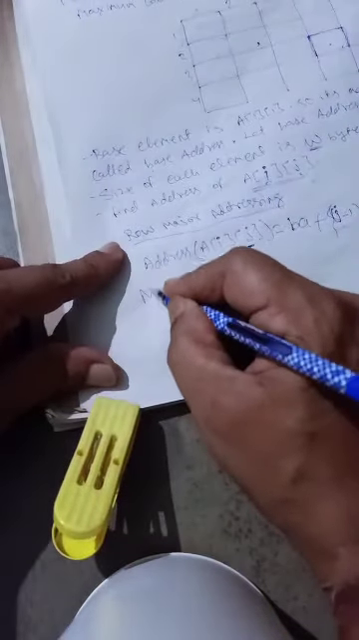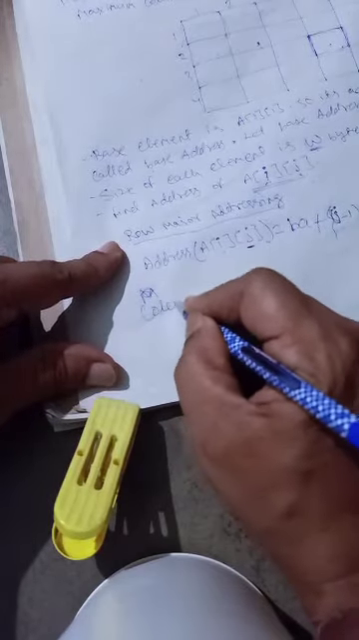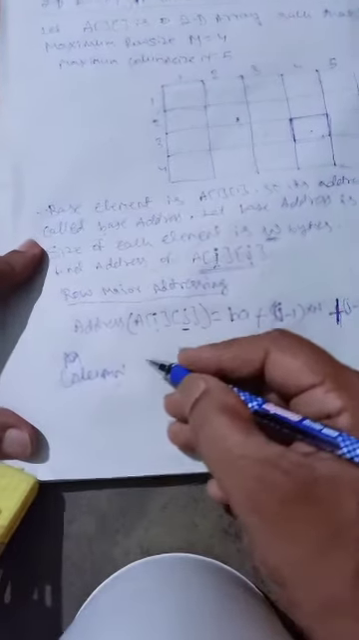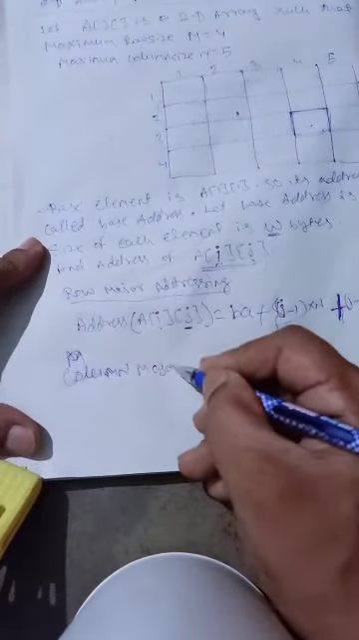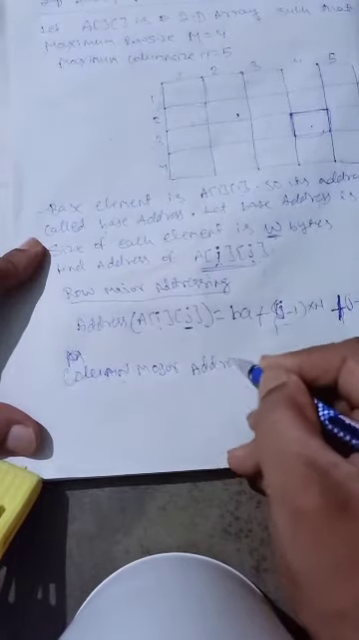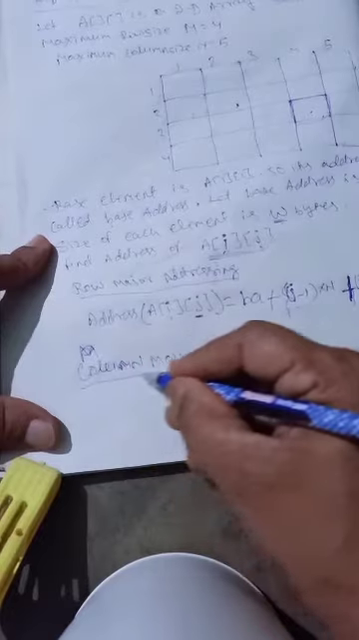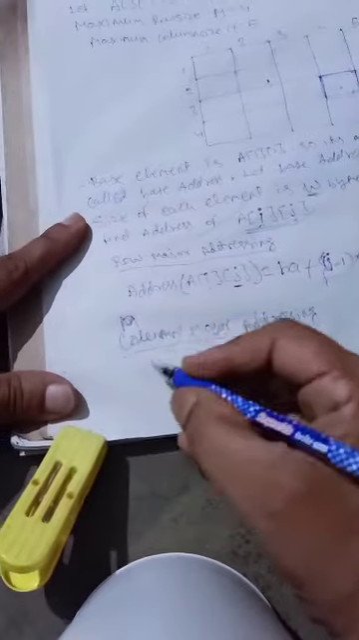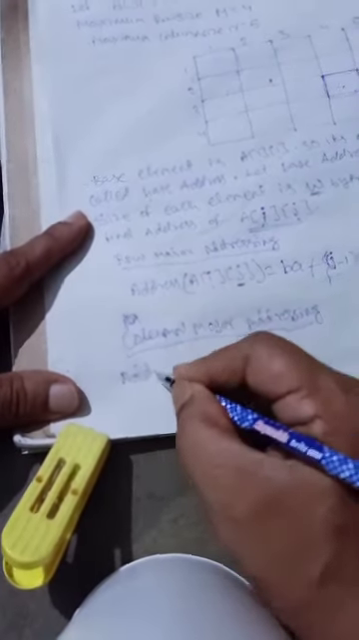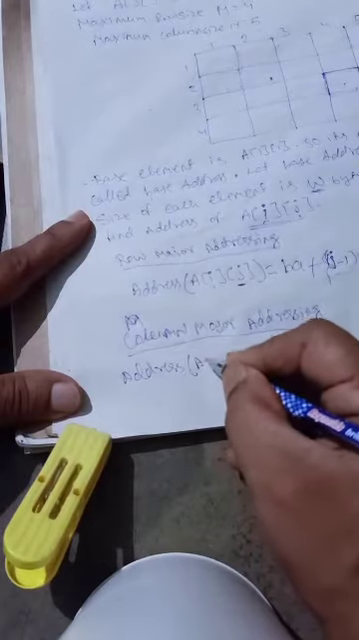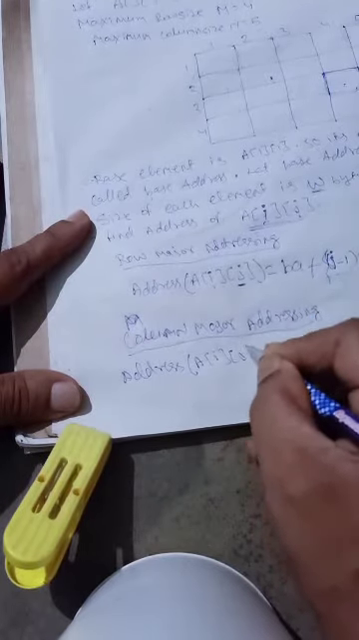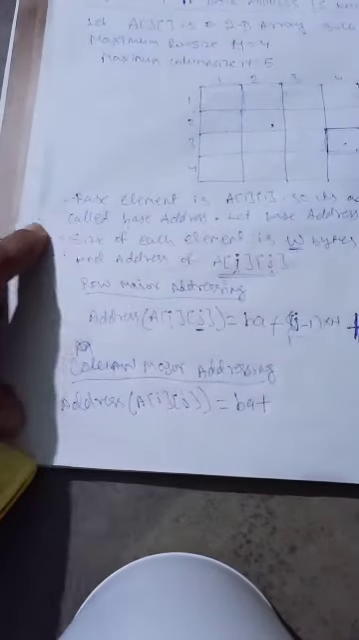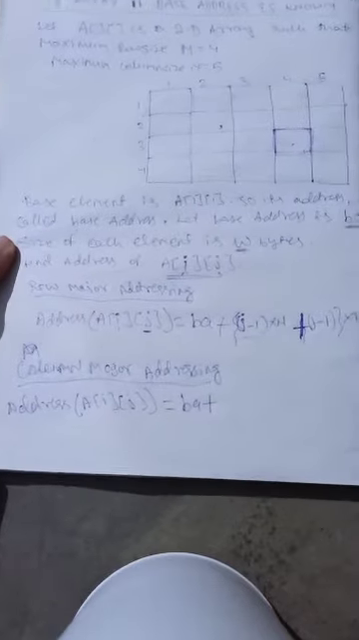Now if I use column major addressing, instead of row major, then what is the formula? Again I want to find out the address of Aij, equal to how much? Definitely base address plus. Now what value should we add along with the base address?